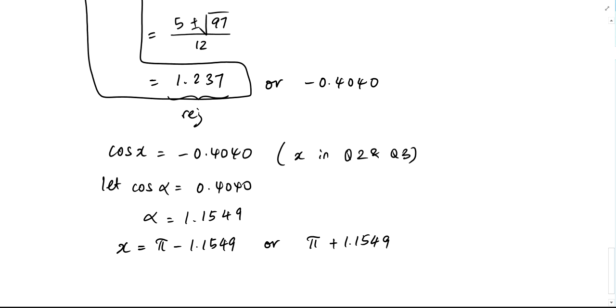Of course, we can keep going on and on, but take note that the range of values for x is from 0 to 2 pi only. So these will be our 2 answers. So round them off and we get 1.99 or 4.30.